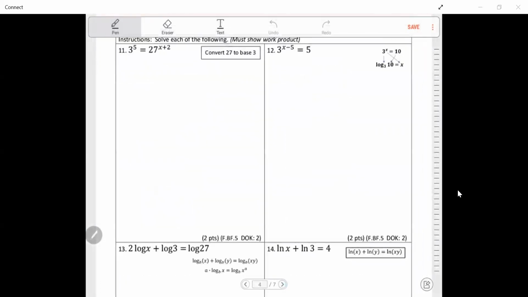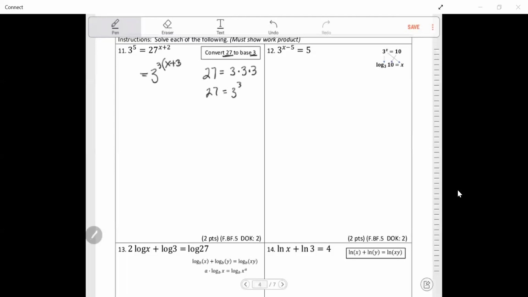Heading off to page 4. We have 4 problems on here, and we have to solve for x. The first thing you need to do is you can't solve this problem when the base is different. So you have to convert 27 to base 3. You might remember that 27 is equal to 3 times 3 times 3, so we can say that 27 is equal to 3 to the 3rd power. If we put that in instead of 27, this is 3 to the 3rd power, and we're going to multiply that 3 times the x plus 2. And then we're going to say 3 to the 5th over here.